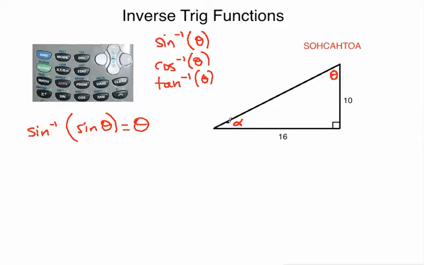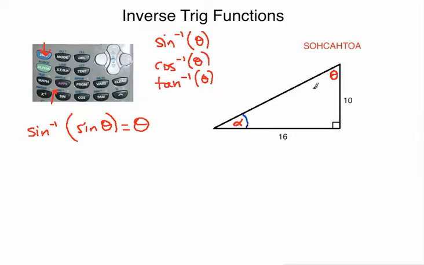Therefore, we can actually figure out each of these angles just by knowing two of the sides. Now you'll notice, if you look at your calculator, that the inverse trig functions are right above the regular trig functions. So to use those inverse trig functions, you press second, and then either sine, cosine, or tangent, depending on which one we're using. All right, first I want to find alpha.